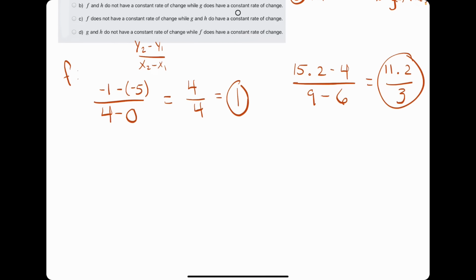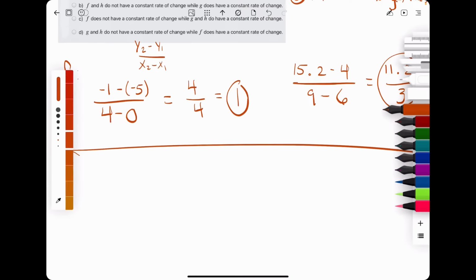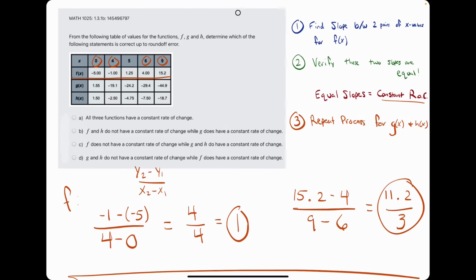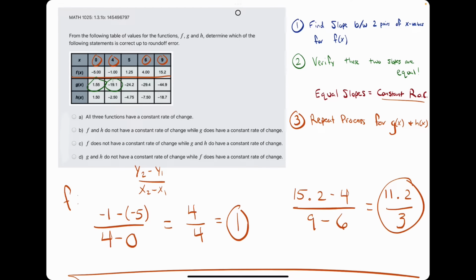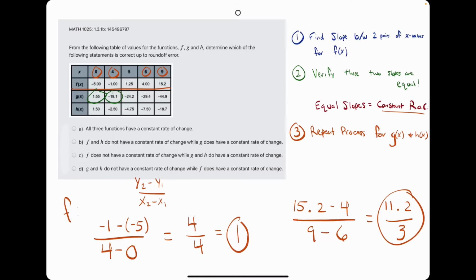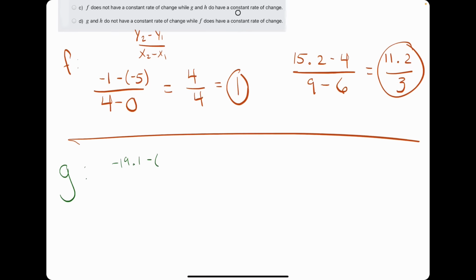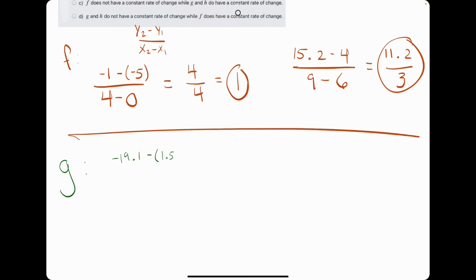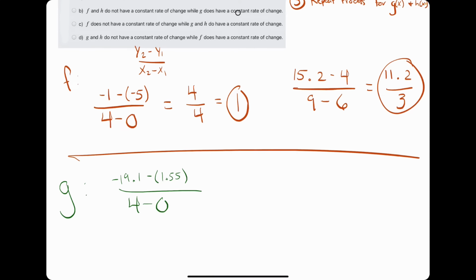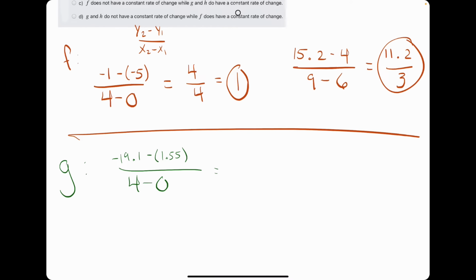So we will repeat this process for g and for h, and I'll just use the same x values each time. So we are finding the slope between 0 and 4, so we start with -19.1 minus 1.55. And then all divided by 4 minus 0. This looks a little more complicated. I'll probably save this for Desmos.